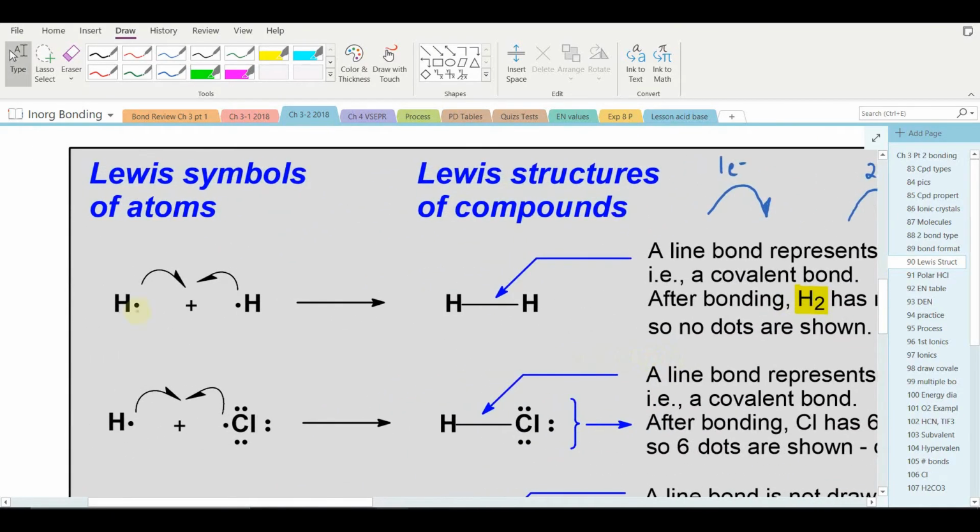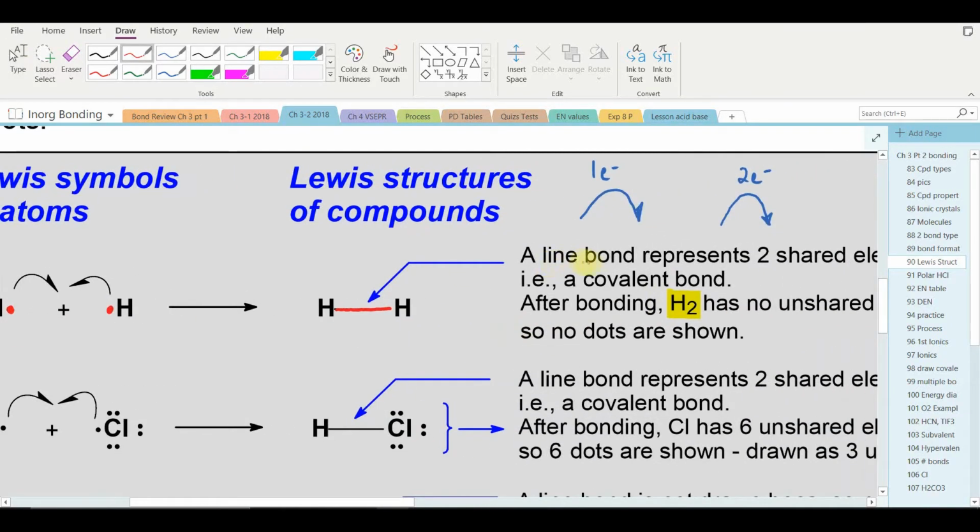So we're saying that each of these unpaired electrons from the hydrogens are being shared when the hydrogen atoms move together. Let me color them red. And here they are being shared in a covalent bond. So each line bond represents two shared electrons. It's a covalent bond.